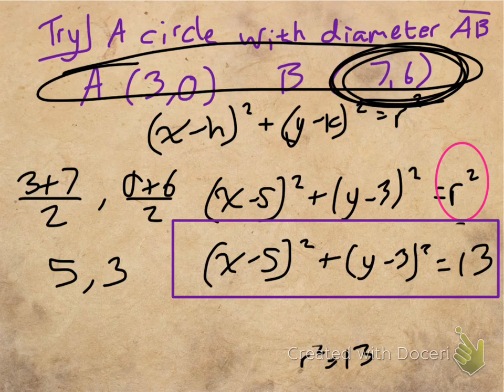Okay, so there's a lot of different roundabout ways. I did not include any of the problems like find the area of the circle or anything like that, but you should be able to do it. Once you find the radius, which in this case is root 13, you should be able to plug that in and go from there.